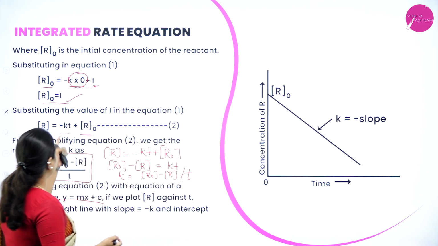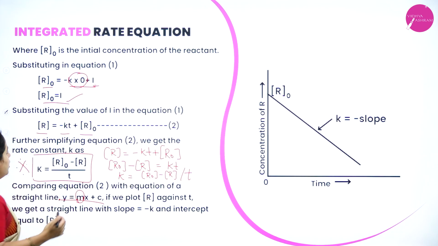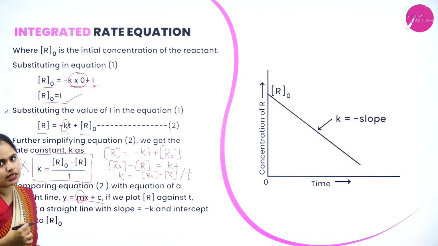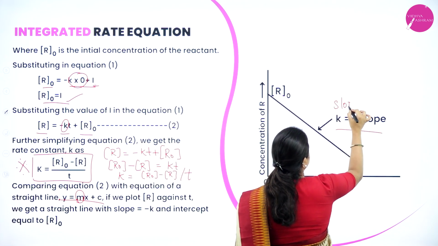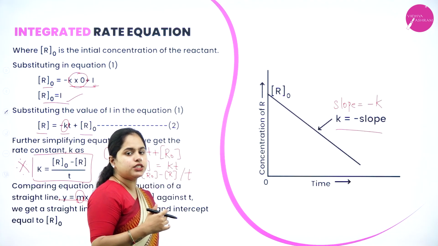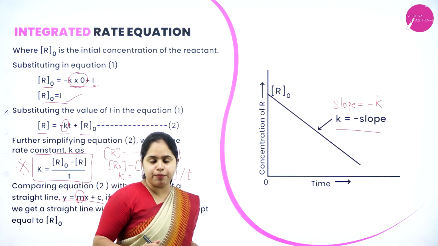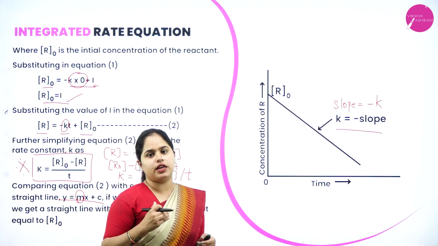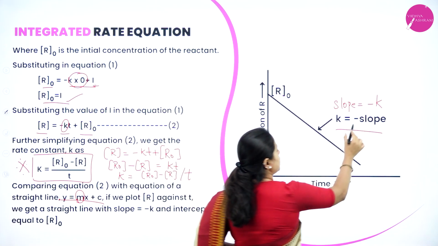Now if we compare these two equations, from here you can see what m is. m is the slope of the graph. Comparing this with this equation, what can you say? Yes, slope is equal to minus k, right? So slope will be equal to minus k, or you can write it in this form also: k is equal to minus of slope. So from the slope, we can calculate the value of the rate constant. This is the importance of this graph. If we plot a graph between concentration of the reactant and time, the slope is equal to minus k.